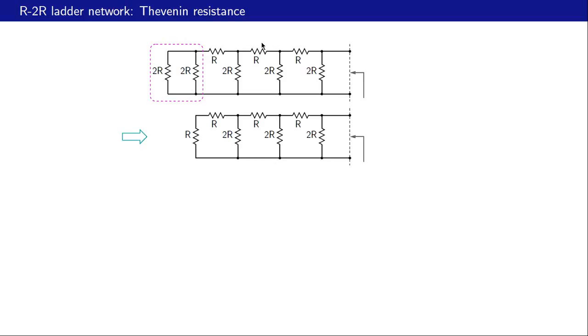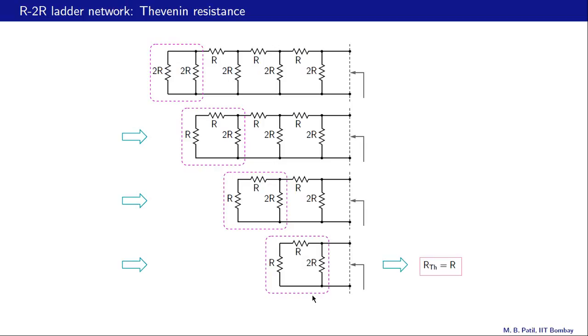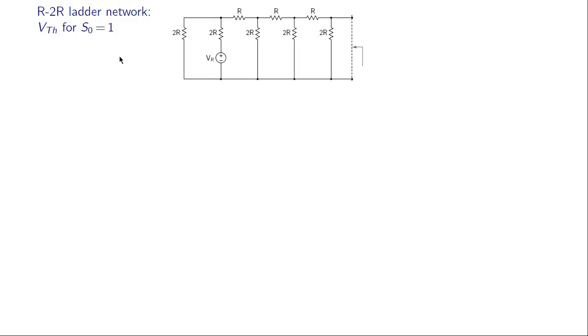The rest of the circuit, of course, remains the same. Now we have R and R in series, and that in parallel with 2R. So that once again gives us R. And we can continue this process. These three can again be combined to give us R, like that. And finally, these three can be combined to give us R. So the Thevenin resistance, as seen from here, turns out to be R. Okay, so we have found the Thevenin resistance of the R2R ladder network.